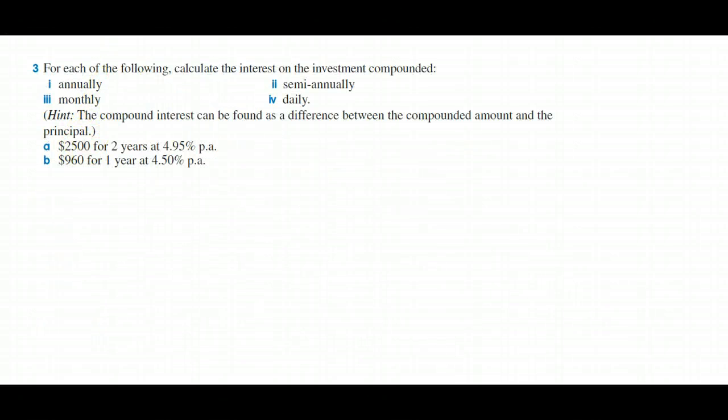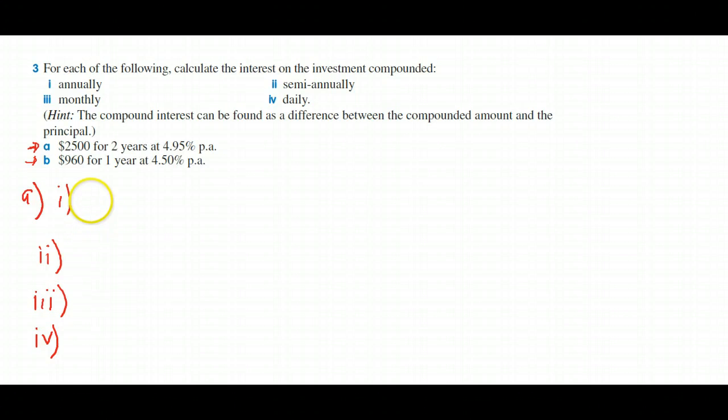Okay, and this question: for each of the following, calculate the interest on the investment compounded annually, semi-annually, monthly, and daily. And we've got 2 different sets of numbers to do that for here. So in the first one, A, we've got to do it annually, semi-annually, monthly, and daily. Calculate the interest gained in each of those 4 different situations.